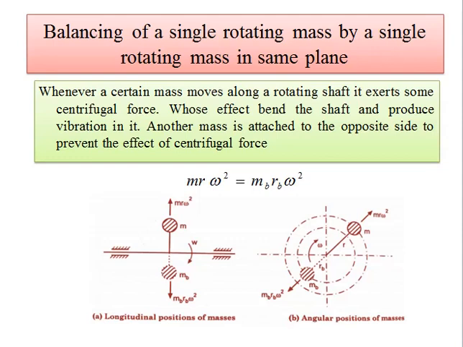So first we see balancing of a single rotating mass by a single rotating mass in the same plane. If there is any unbalanced mass, here in the figure M is the unbalanced mass, and as the axis of rotation of the unbalanced mass is not on the axis of rotation of the shaft, it will create a centrifugal force. As we know, the centrifugal force is m r omega squared, and as our machines rotate at high speed, the centrifugal force, being proportional to omega squared, increases in multiple values. So whatever the centrifugal force, it has a huge magnitude at high speed.